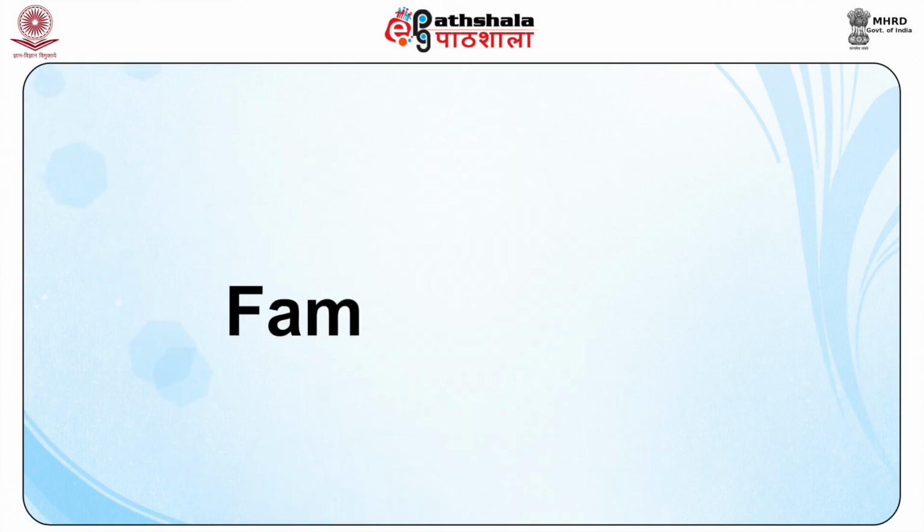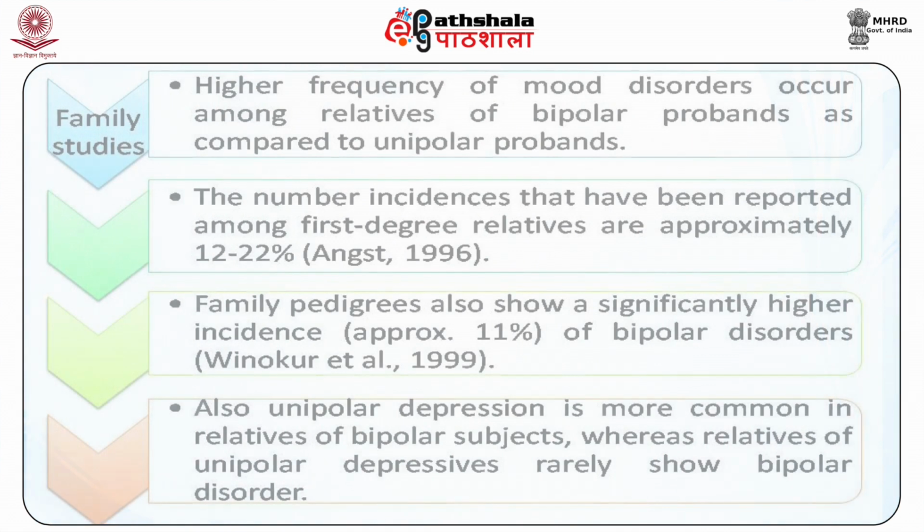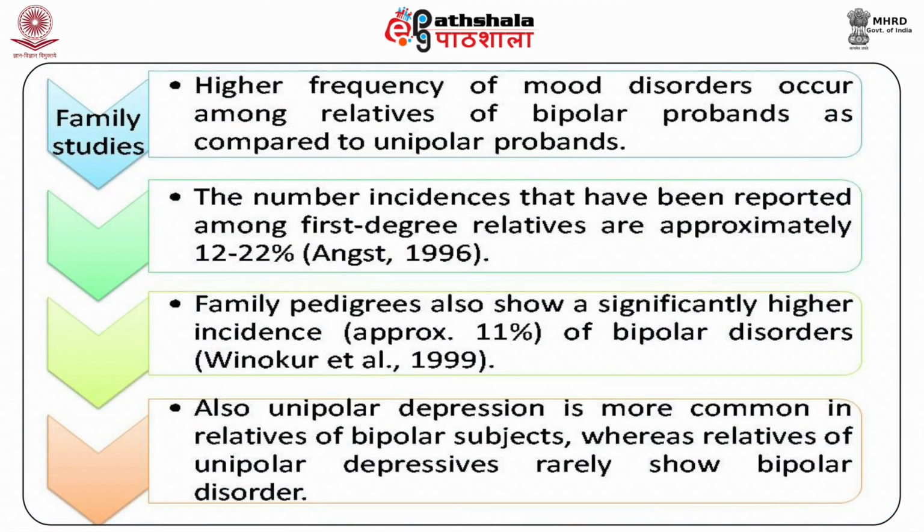Family studies. Higher frequency of mood disorders occur among relatives of bipolar probands as compared to unipolar probands. The incidences that have been reported among first degree relatives are approximately 12 to 22%. Family pedigrees also show a significantly higher incidence, which is approximately 11% of bipolar disorders. Also, unipolar depression is more common in relatives of bipolar subjects, whereas relatives of unipolar depressives rarely show bipolar disorders.